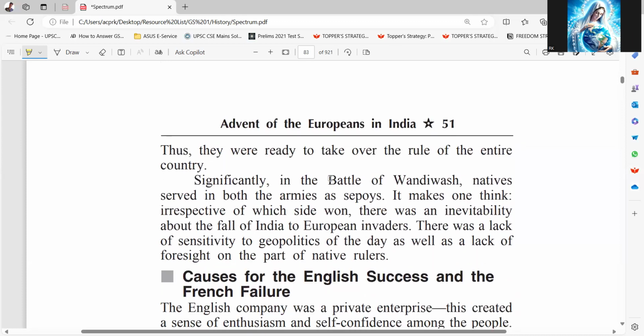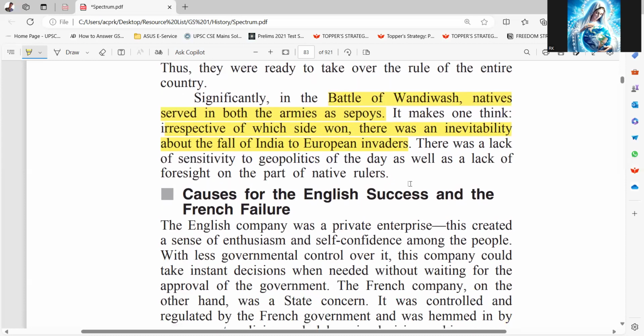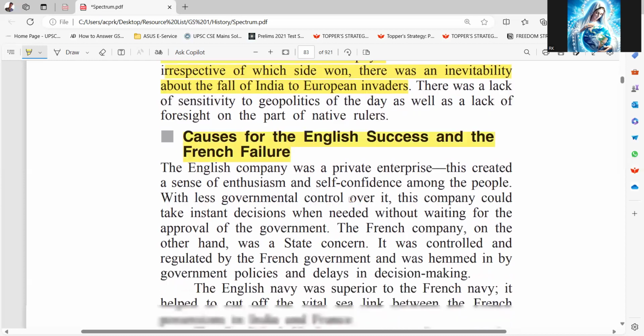Significantly, in the Battle of Vandivash, natives served in both the armies as sepoys. It makes one think, irrespective of which side won, there was an inevitability about the fall of India to European invaders. There was a lack of sensitivity to geopolitics of the day as well as a lack of foresight on the part of native rulers. Causes for the English success and French failure.